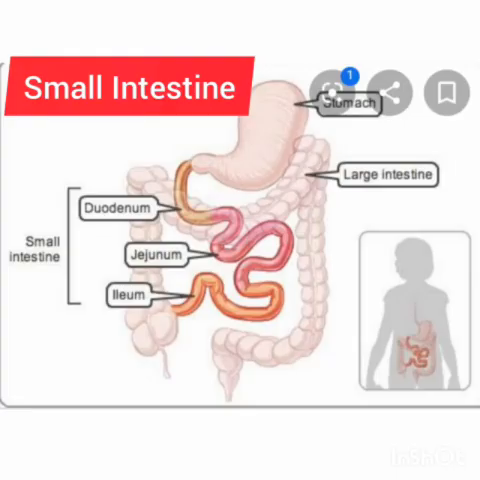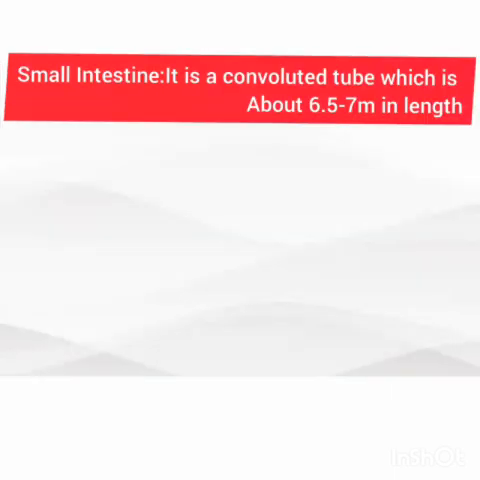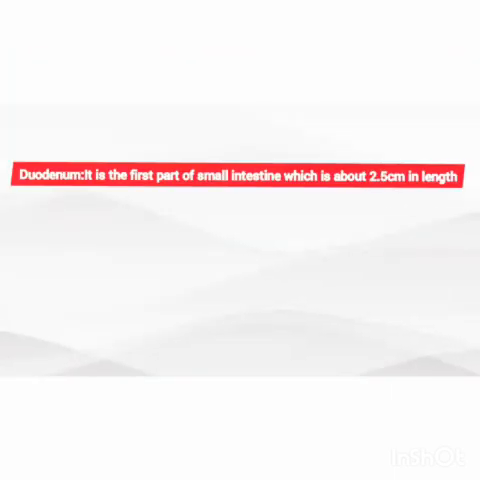Small intestine, it is a convoluted tube which is highly coiled and folded in the abdomen. The small intestine is divided into the following three regions. The first one is duodenum, second is jejunum and ileum. Duodenum, it is the first part of the small intestine which is curved, C-shaped.